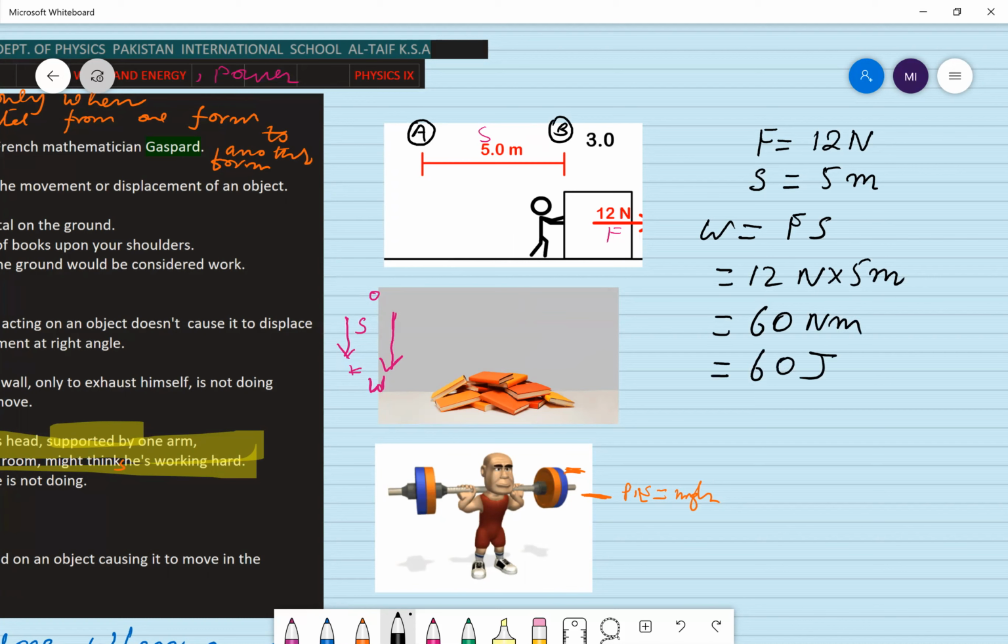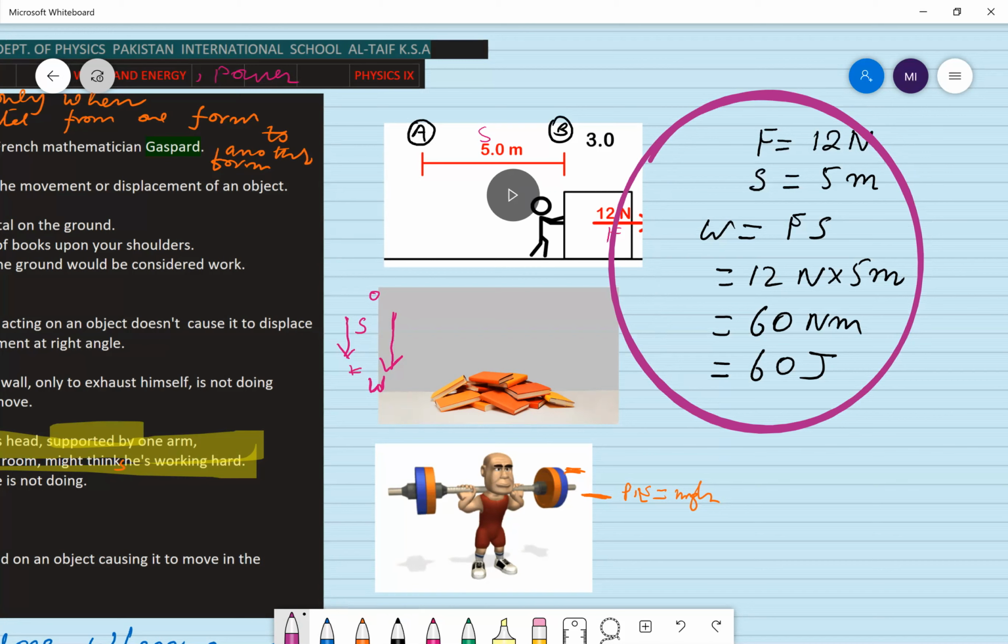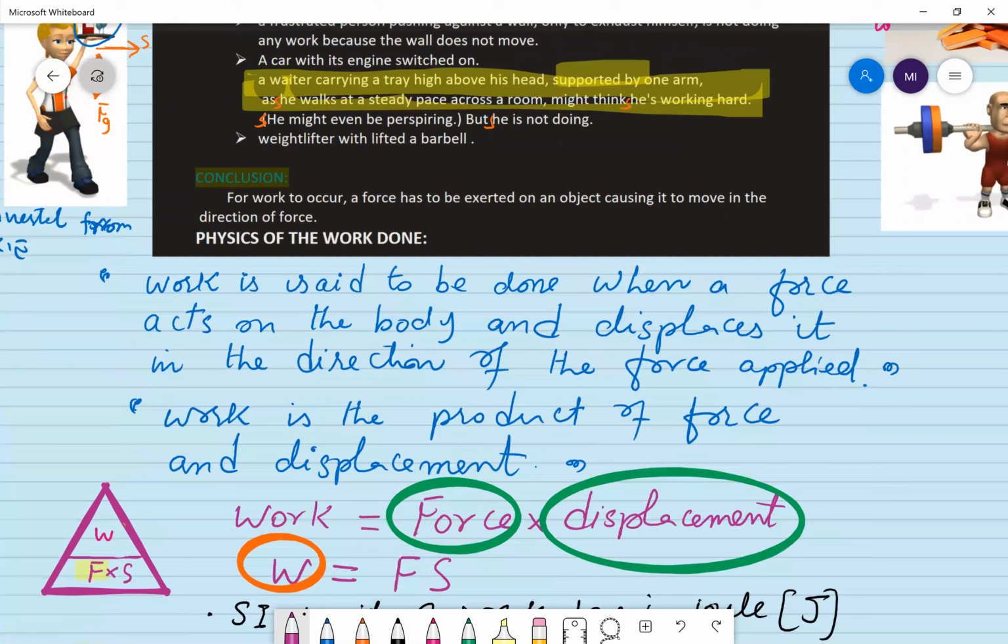Later on I will be using this animation to calculate the energy, and also the power. So this is how we can calculate the work done. A man needs 60 joule of energy to push a cart from point A to point B through 5 meter when he applies a 12 Newton force. So this is how you can apply the concept of force to calculate the work done. I hope you have got the idea of the concept of work done.